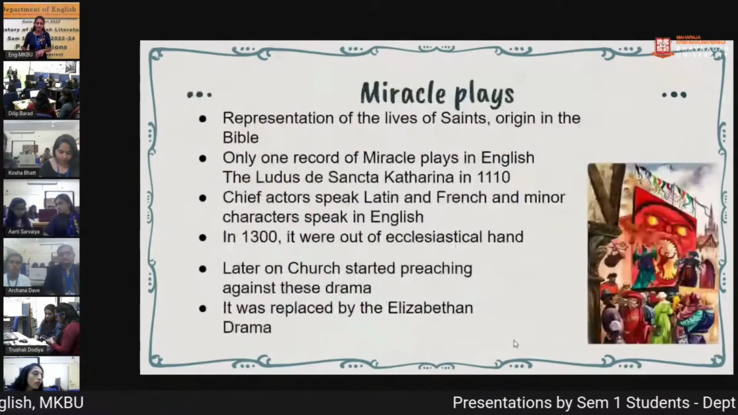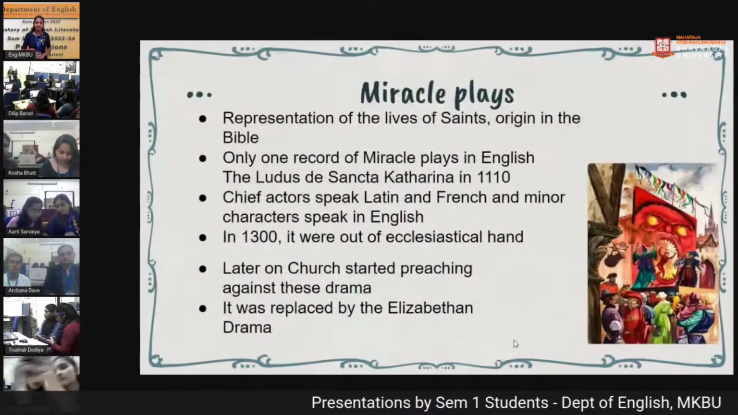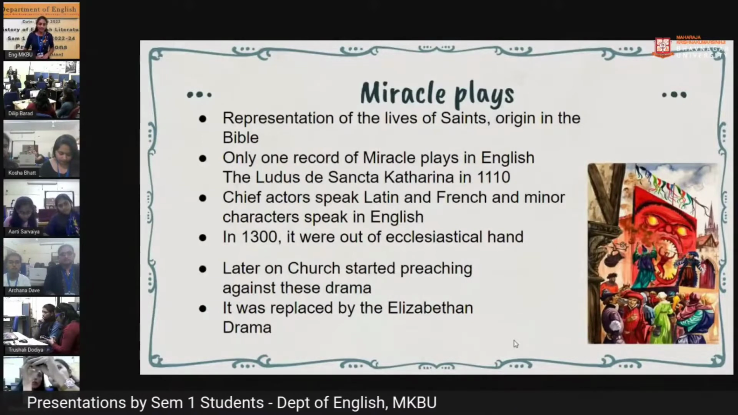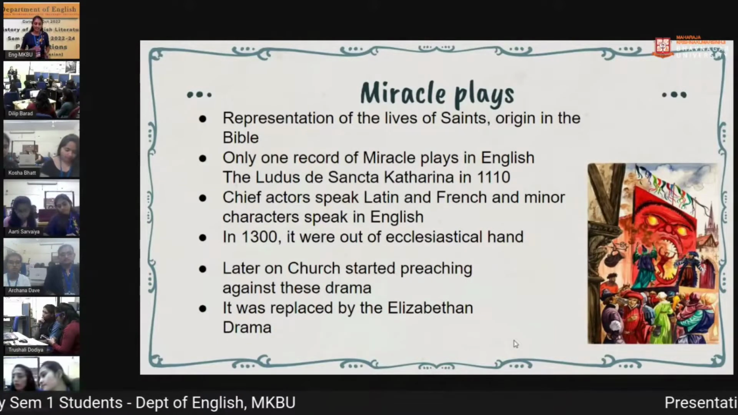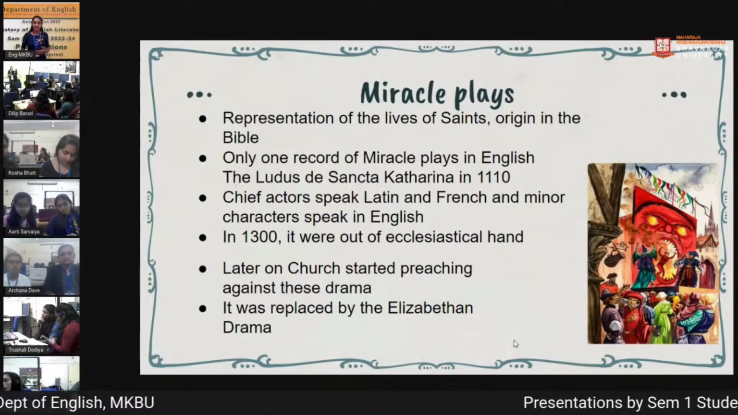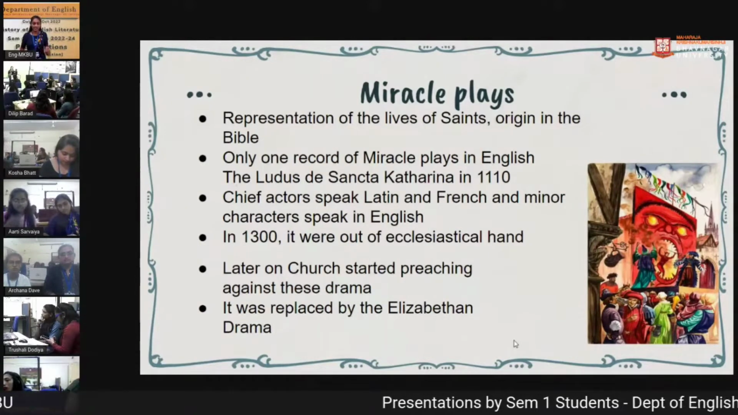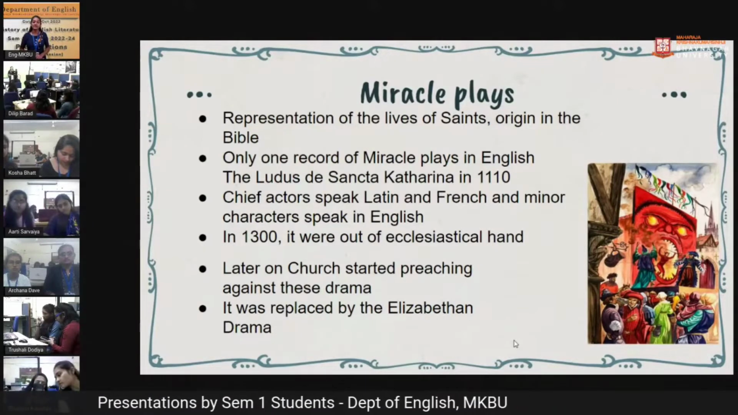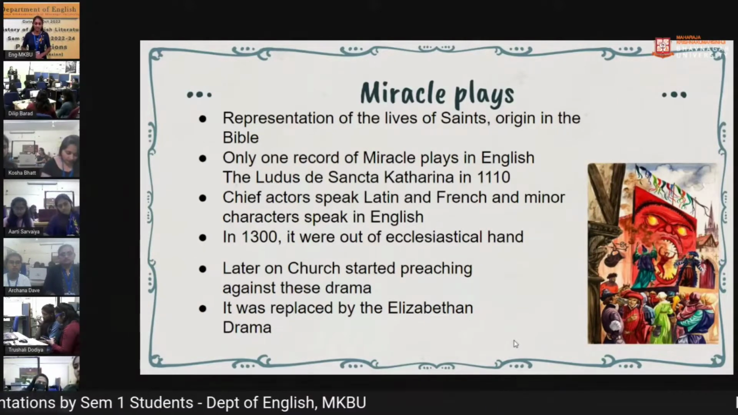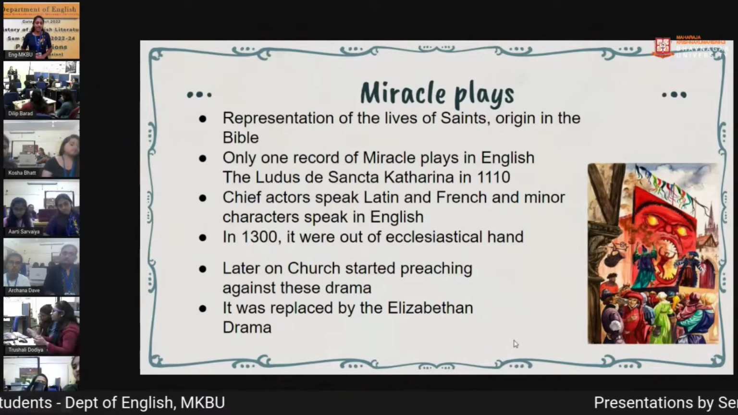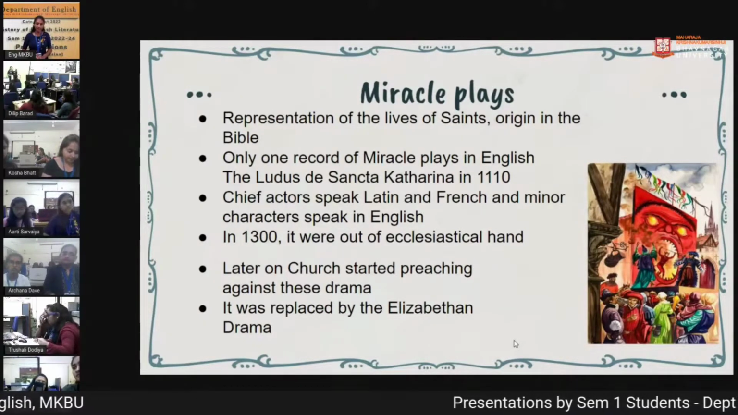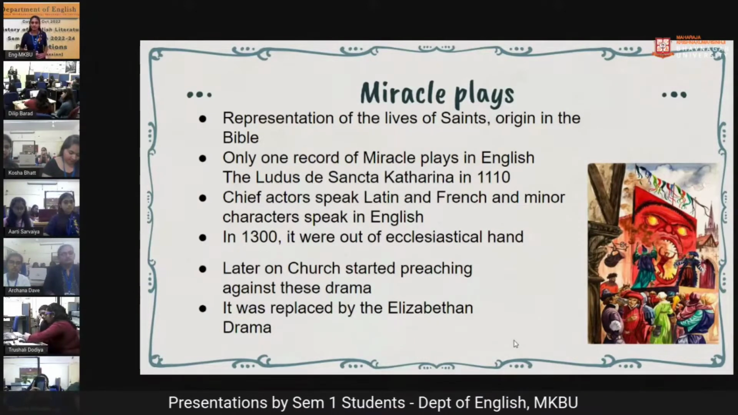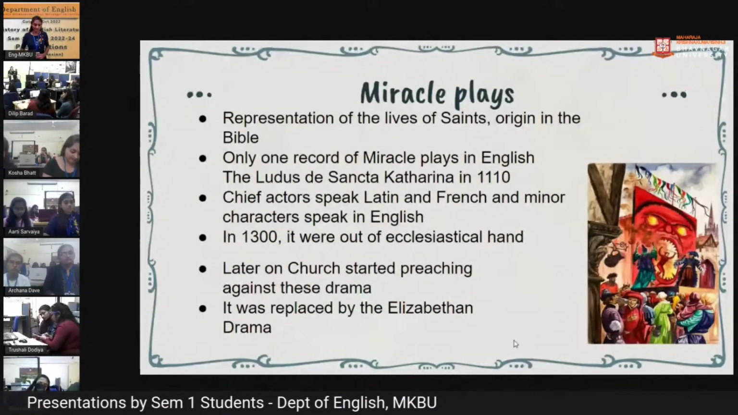So, what are miracle plays? Miracle and mystery plays are both included in the religious period of the drama. In miracle plays, there is a representation of the lives of saints, which originated in the Bible. We can't find that much record of these miracle plays. The only record of these plays in English is the Ludus de Sancta Caterina in 1110, and there are also disputes about the authority of this play.